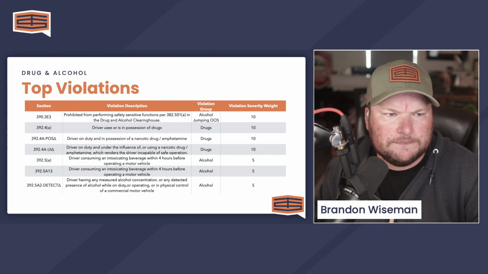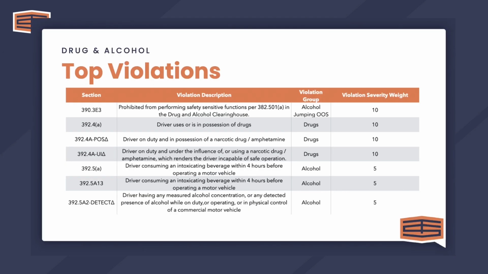You can see here that the top drug and alcohol related violations that impact your CSA score are things we've already kind of hit on. A lot of possession of drugs and possession of alcohol. Those are the primary culprits for driving your drug and alcohol basic. But you can see there are other things on here as well, namely the number one thing on this list, which is a relatively recent addition to the CSA platform, and that is using a driver who is prohibited from performing safety-sensitive functions per the Drug and Alcohol Clearinghouse regulations.